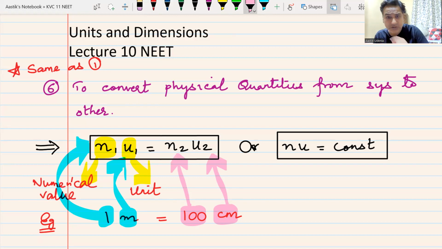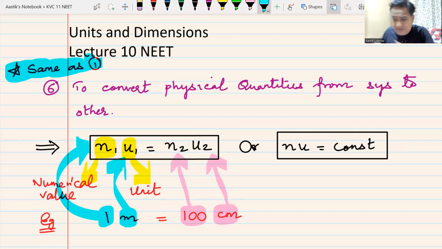So, using this concept, if we create a new system, we can convert from one system to the other system. This is, as I said, basically same as point number 1, but it is just done in this way. So the basic concept of this entire thing is N into U is a constant. I hope everyone understands this.